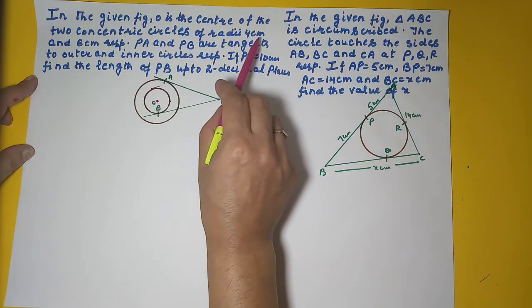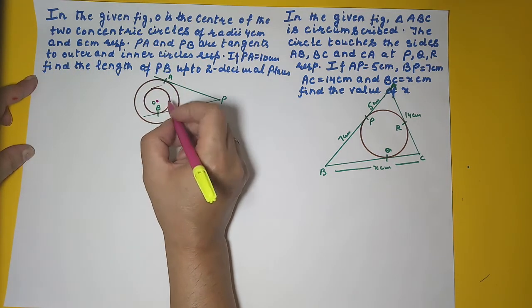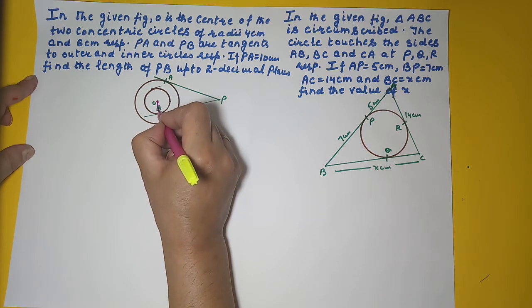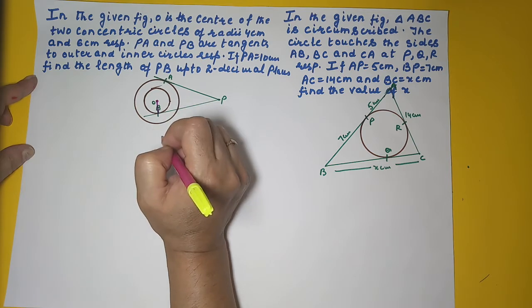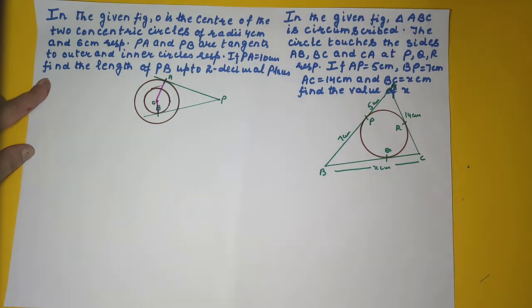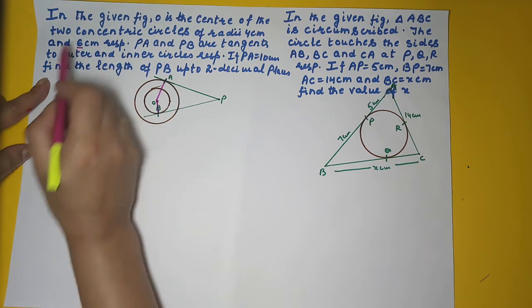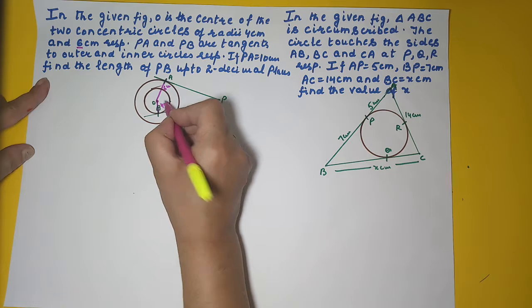And the radii are 4 centimeter and 6 centimeter. That means the radius of this small circle is 4 centimeter. Let's join this. This is 4 centimeter and the radius of the bigger circle, that is this, is 6 centimeters. Right? 4 and 6 centimeters respectively. So this is 6 centimeter and this is 4 centimeter.